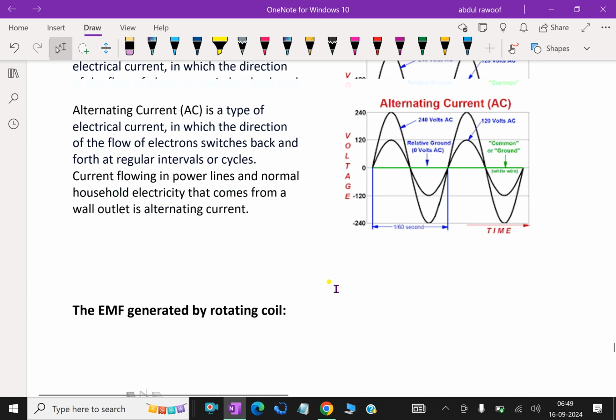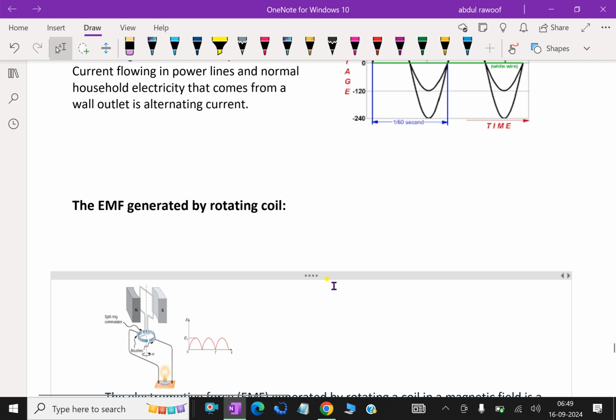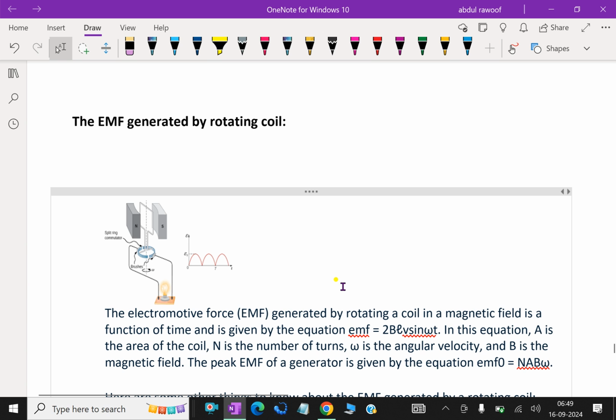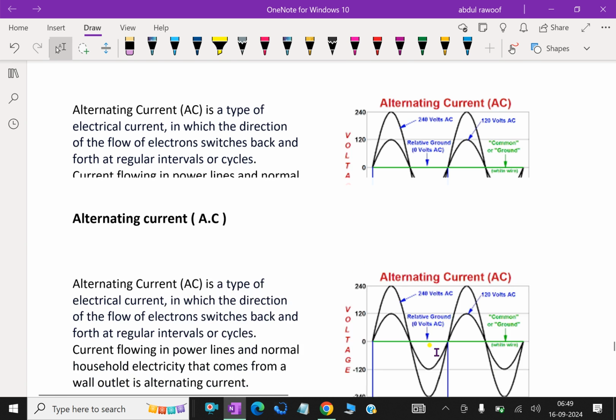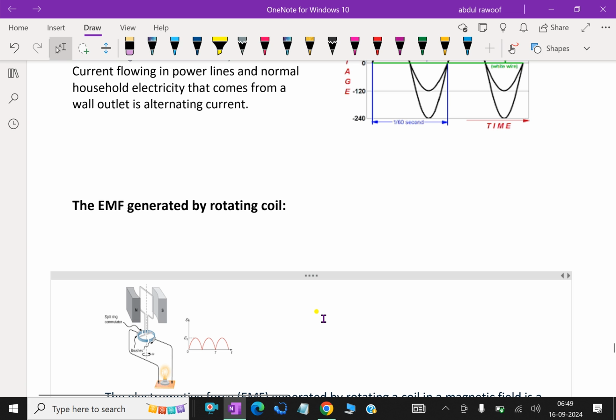What is EMF generated by a rotating coil in a magnetic field? It has a graph similar to the one shown here. It is called an AC voltage because there is a reversal of polarity, that is, the voltage changes sign. AC voltages need not be sinusoidal. If the coil rotates with a frequency of f revolutions per second, then the EMF has a frequency of f in hertz, that is, cycles per second.